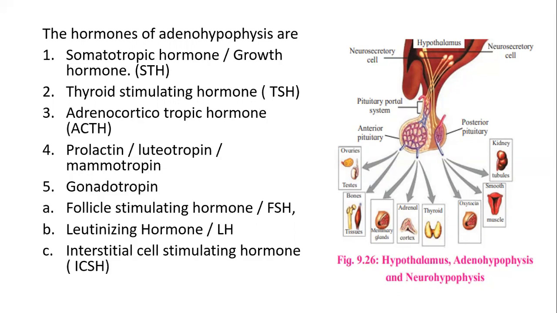So deficiency of ADH, that is deficiency of this antidiuretic hormone, reduces the water reabsorption and increases the urine output. If this hormone is deficient, the urine output increases, because water retention is reduced, and that's why it increases the urine output. And this condition is known as diabetes insipidus.